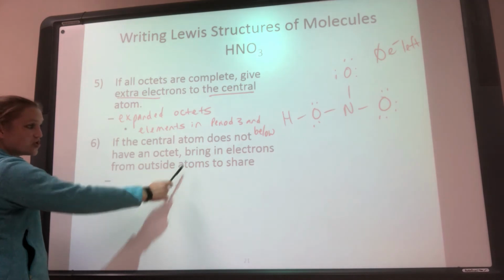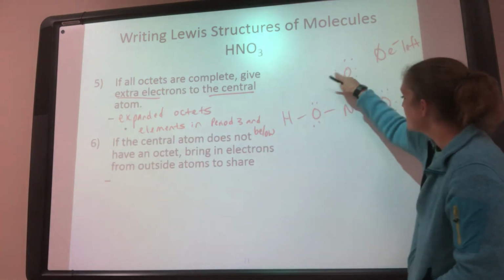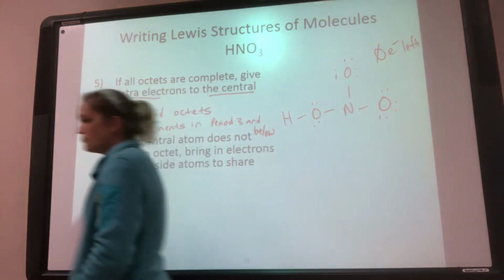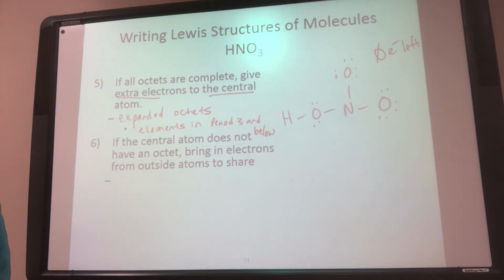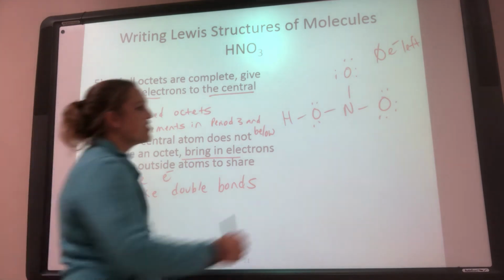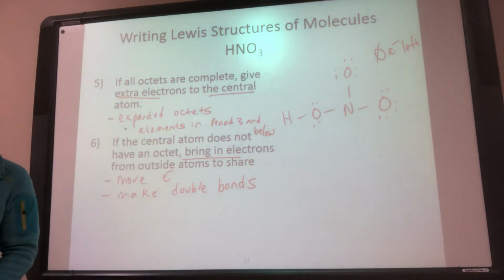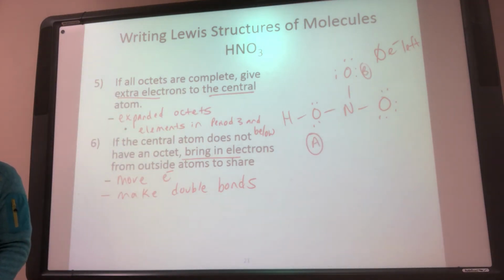So I'm going to take some electrons and make a double bond. You can think about step 6 as making double bonds. So we're going to bring in electrons, move electrons, and make double bonds. Now, in this case, we have some choices, right? Because this oxygen looks different than this one. These two are the same. So I have this choice, which we'll say is choice A, and this choice and this choice are the same. They're both B. So let's draw what choice A would look like.